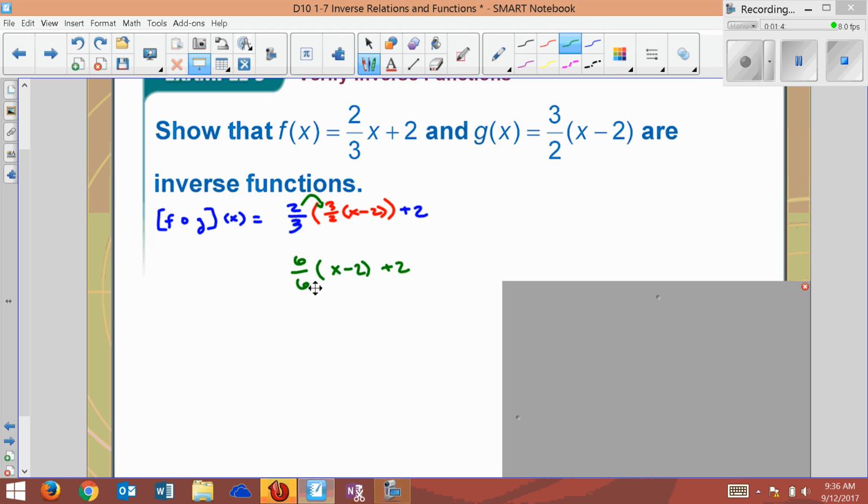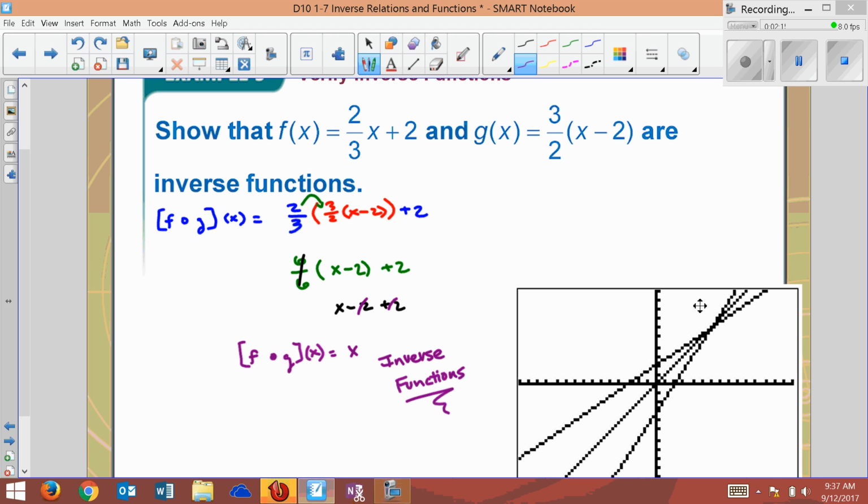Now 6 over 6 is the same thing as 1, and so now I have x minus 2 plus 2, and those cancel, and guess what I'm left with? x. Because I'm left with x, these must be inverse functions. And the reason I knew that is because we did f of g and got x. If you ever take the composition of two functions and you end up with x, they are inverses.